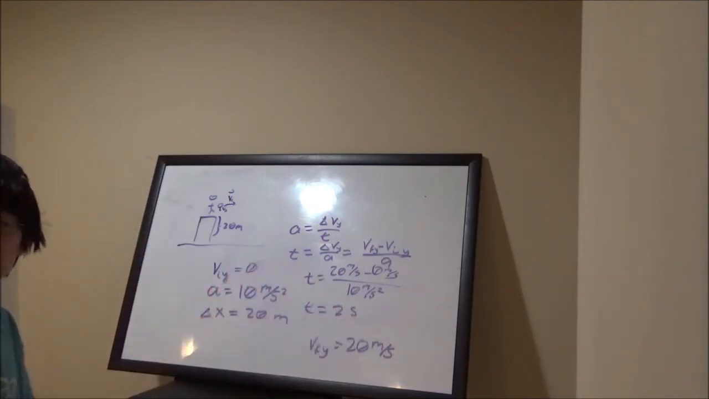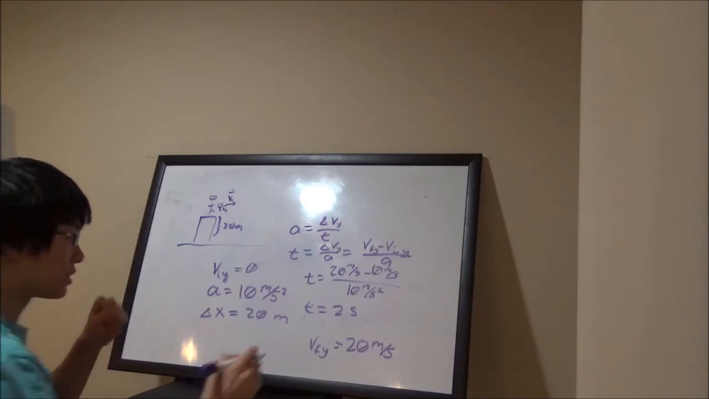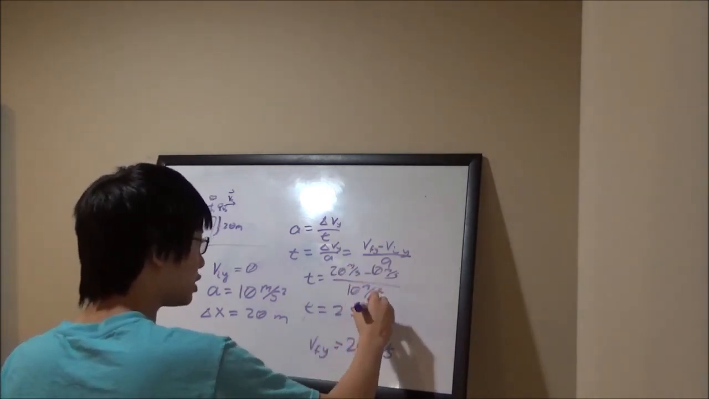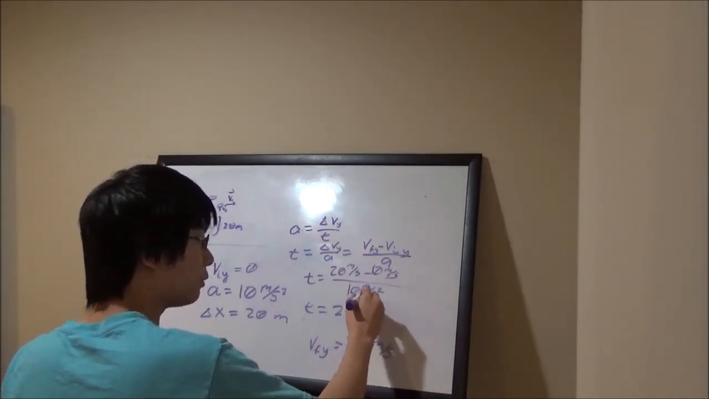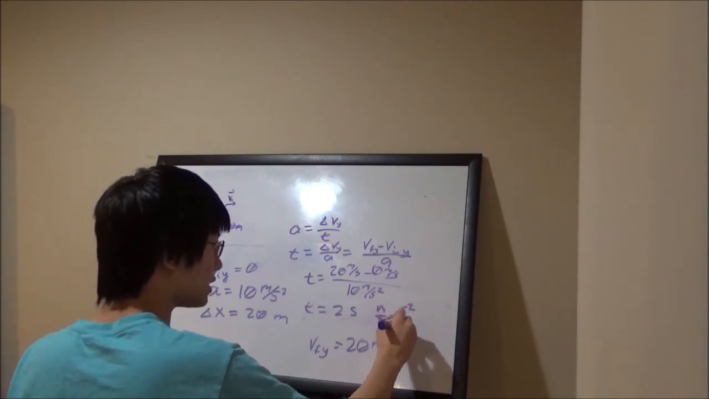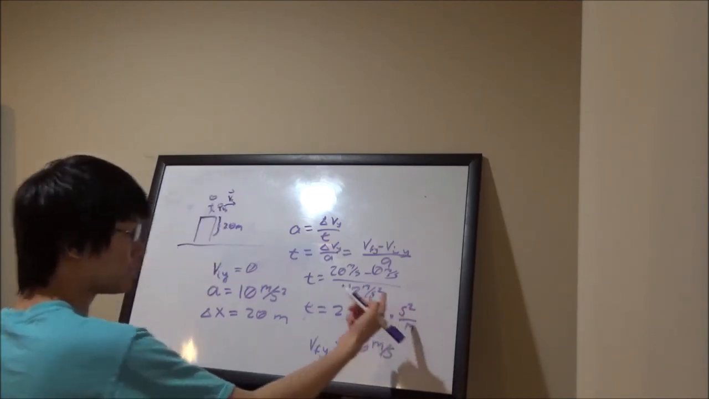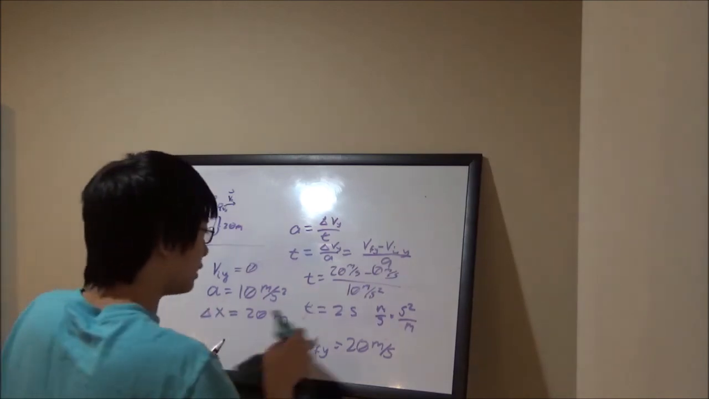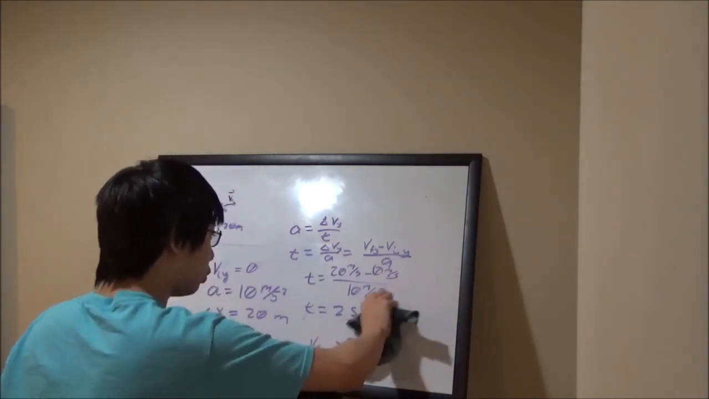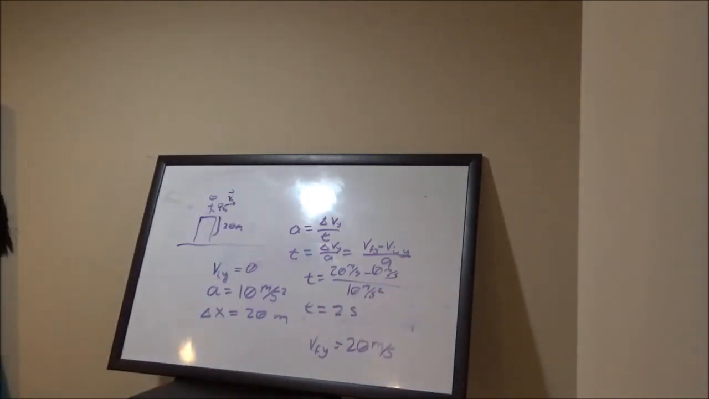If you check the units, this division works out, because the units are meters per second divided by meters per second squared, so that's multiplied by second squared over meters. You'll notice it cancels out, so we are left with seconds. Cool. So now we know the time that's traveled before the ball hits the ground.